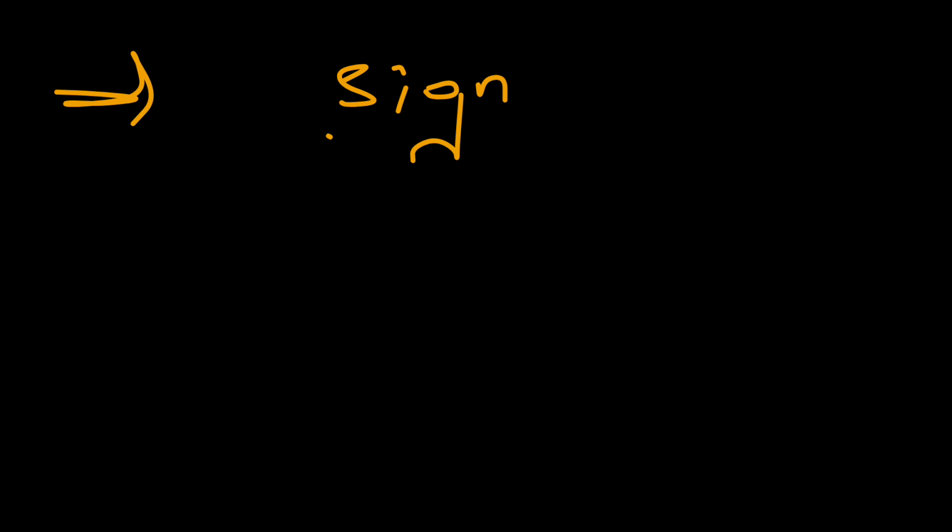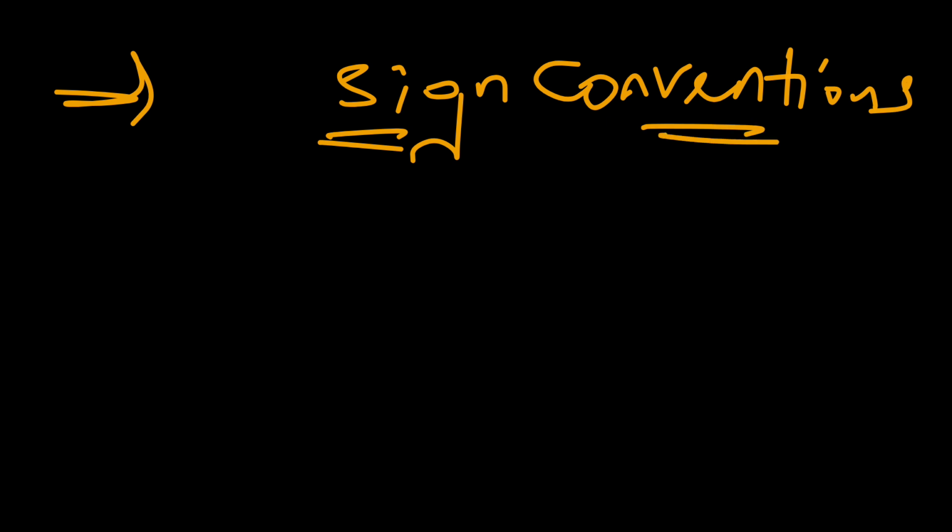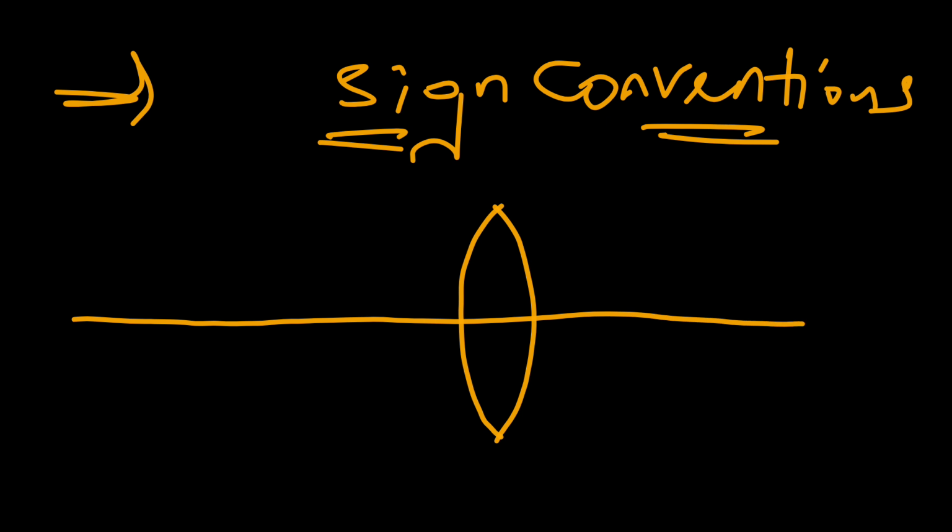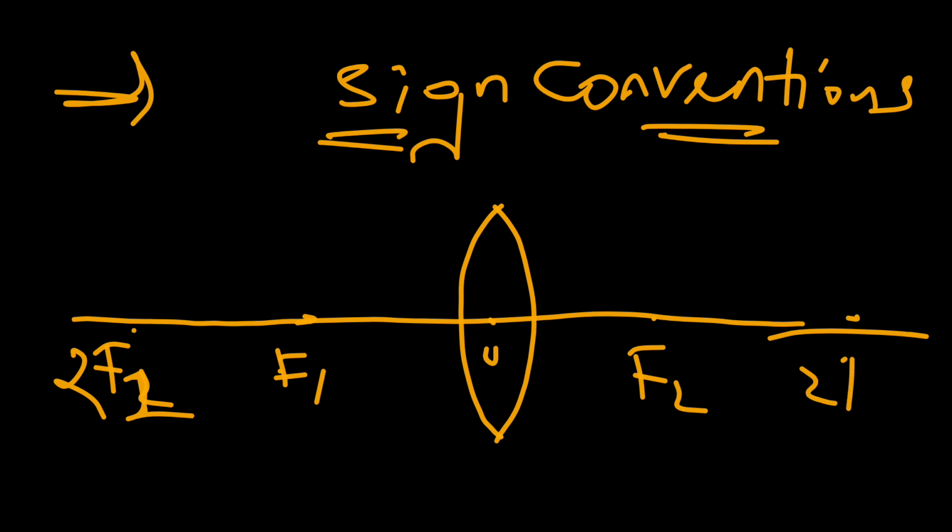We have already learned the sign conventions for lenses. So let's see. This is a convex lens. This is the principal axis. You need to remember it carefully. All the distances are measured from the optical center. Optical center, F1, sorry, 2F1, F2, and 2F2.